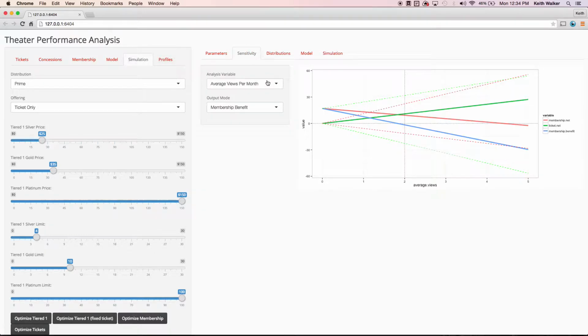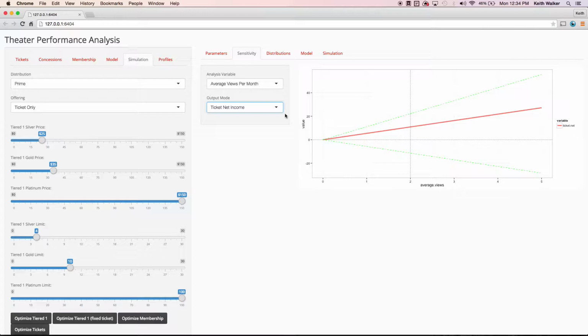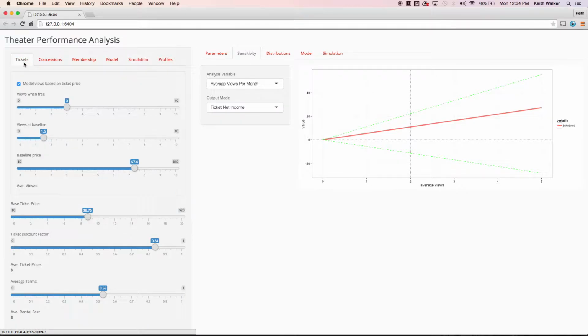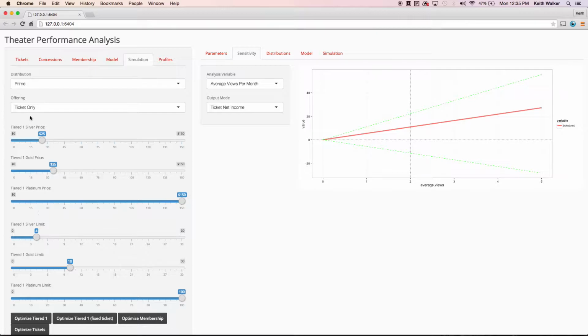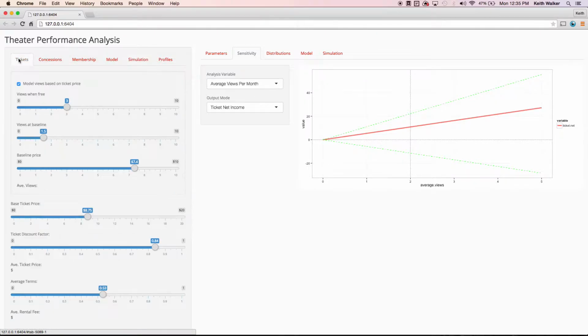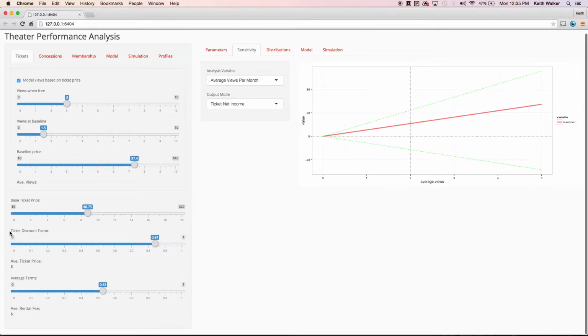But basically, let me go to tickets. Okay. Basically, what this is saying is all the inputs we have here are based around tickets, concessions, membership, and then there's actually all the things for the different tiered plans, different prices. But this is the information that's used. This is all that the input is to this model.